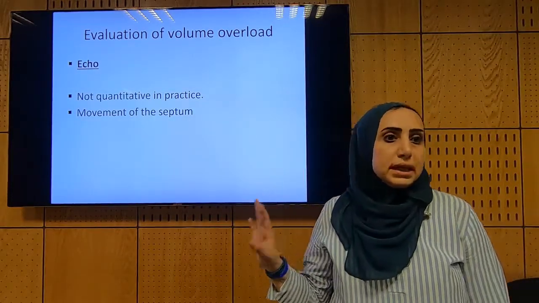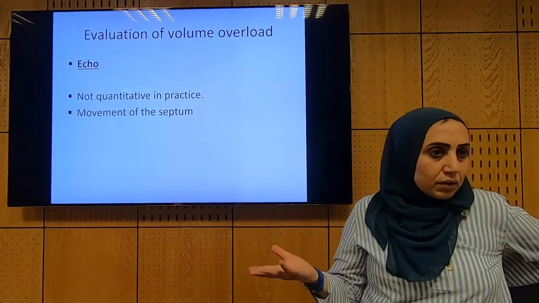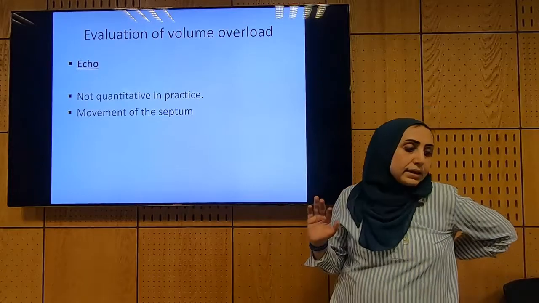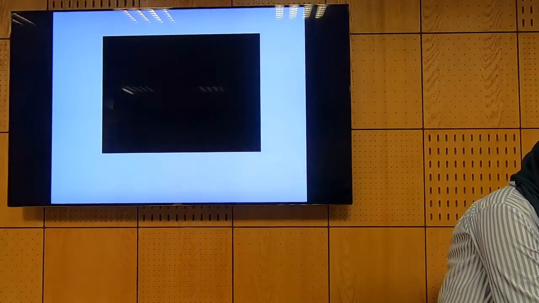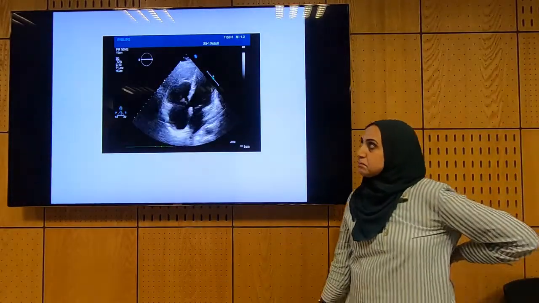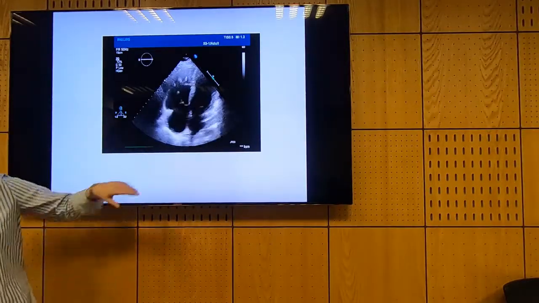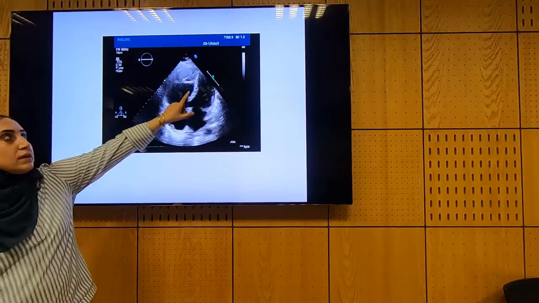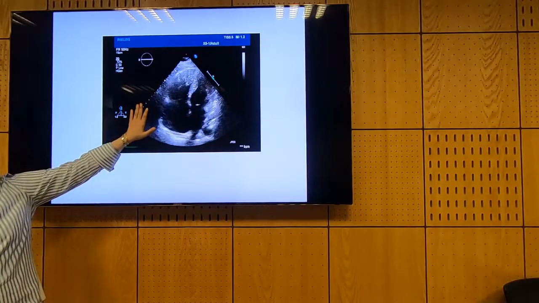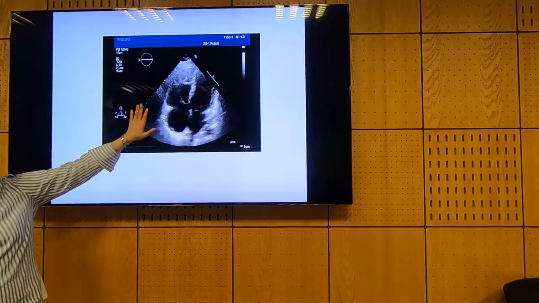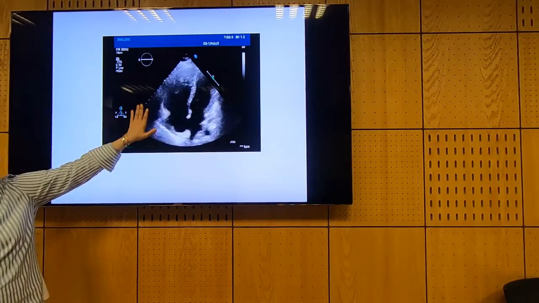So we will say by echo that the right ventricle is dilated. It is a semi-quantitative method, and we will detect how the septum is moving during diastole and during systole. So, for example, this is the example. By global eye evaluation, we will say that this is the left ventricle and this is the right ventricle. So we'll say it's dilated. Some of us say it's mildly dilated, moderately dilated. Actually, it's roughly. So by echo, it's not quantitative.